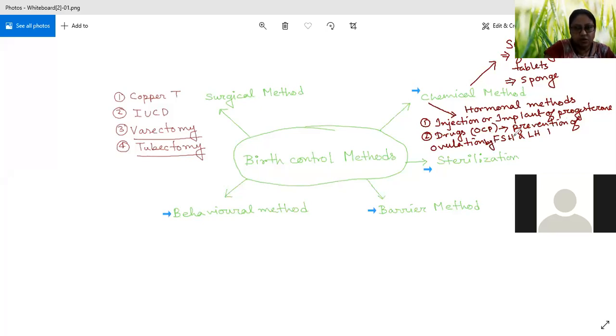So these two hormones are present in the pill. They prevent the implantation and the ovulation of eggs. Understood? Now let us look into different types of oral contraceptive pills available in the market.